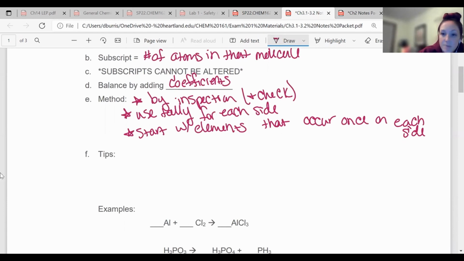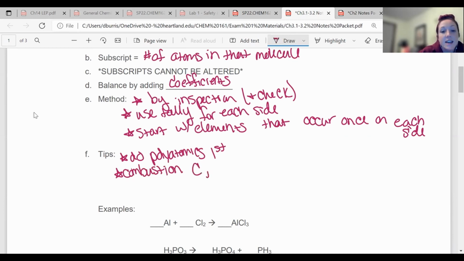I have a couple more tips. If you've got polyatomic ions, do those first, as long as they stay together. If it's a combustion reaction, so something that makes carbon dioxide and water, do C and then H and then oxygen. It'll help.